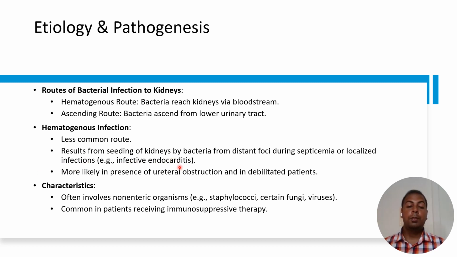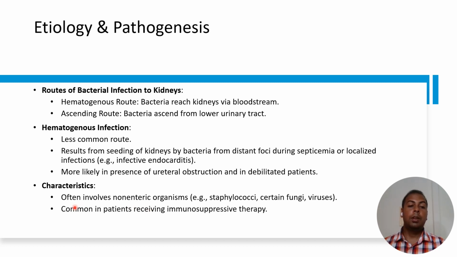So, for example, if a patient has an infected heart valve, like the mitral valve, it could embolize, travel via the bloodstream, reach the kidney, and cause either pyelonephritis or it could even cause renal abscesses, and it's more likely in the presence of ureteral obstruction and a debilitated patient.